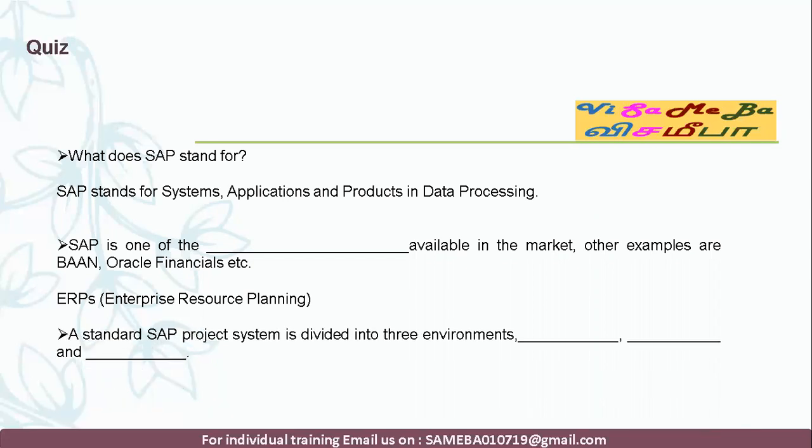A standard SAP project system is divided into 3 environments. What are they? They are the development, quality assurance, and production systems.